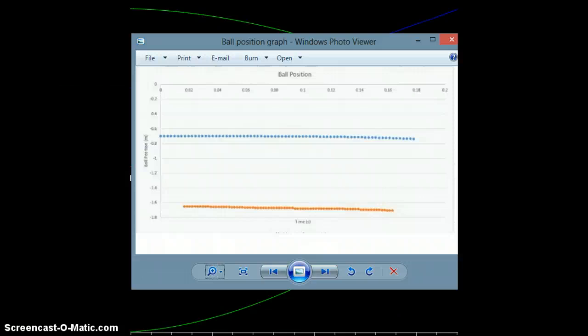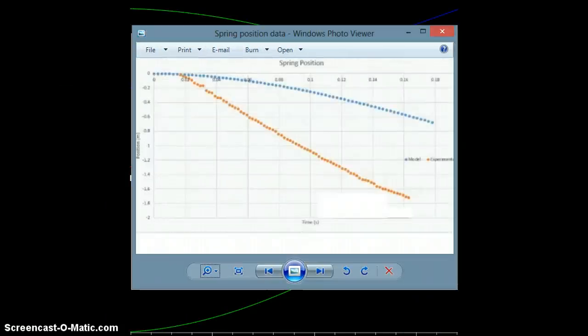So here is the position of the spring. And as you can see, in both cases, the position of the spring decreases exponentially. There's some difference because the spring constant and the mass and the length of the slinky are all unknown. Thus, the data from Lab 8 was used.